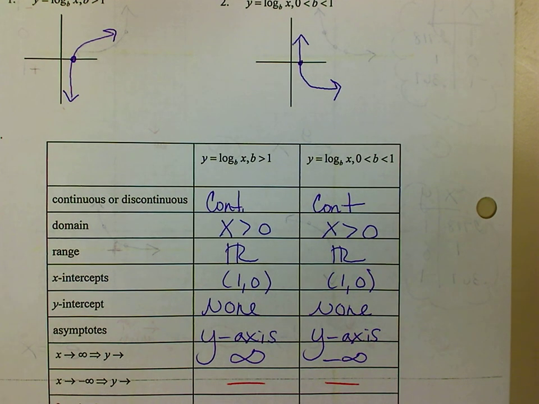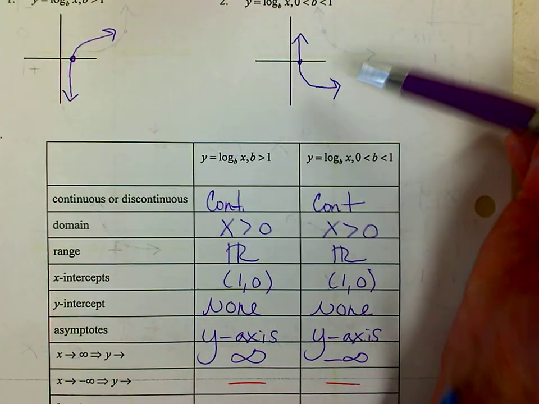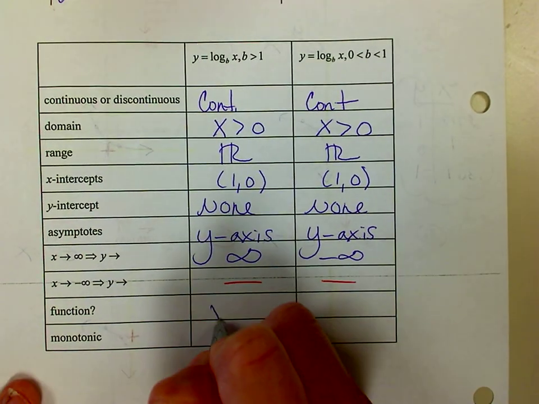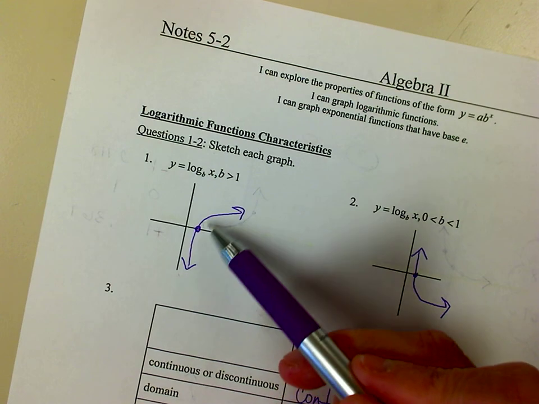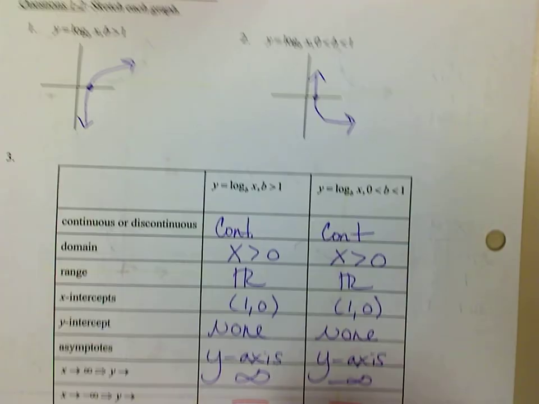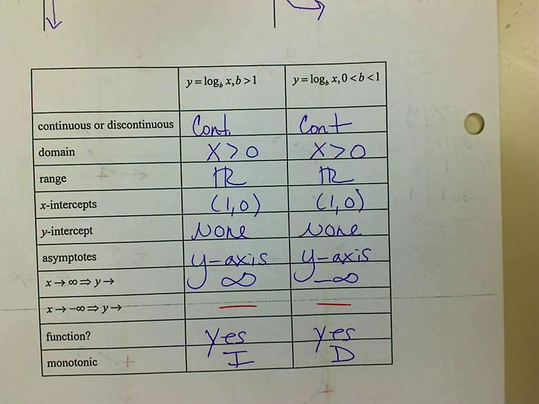Okay, function. I got to see if it passes the vertical line test. They both do, so they're both a function. And they're both monotonic. The first one increases and the second one decreases. So I'll just put I for increase and D for decrease. And that is all.